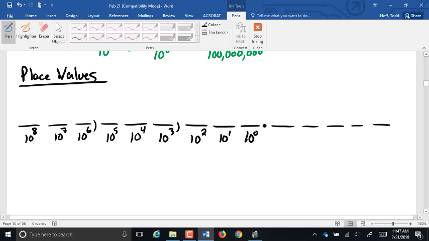And going the other way, we've seen that this is 10 to the negative 1, or 1/10, 10 to the negative 2, or 1/100th, 10 to the negative 3, or 1/1000th, and going down that direction.